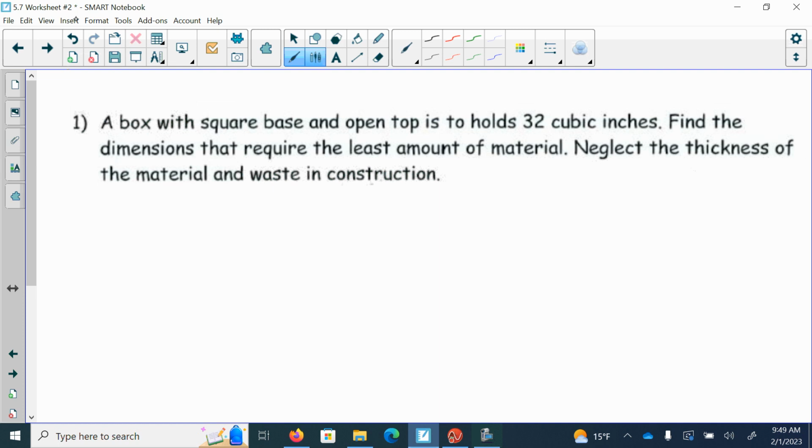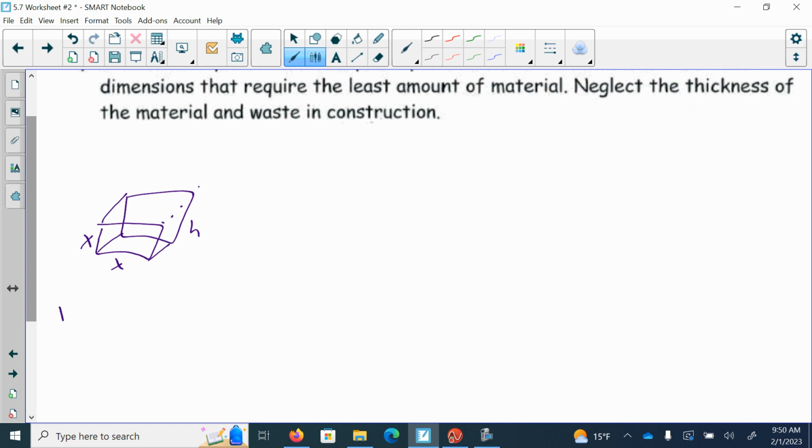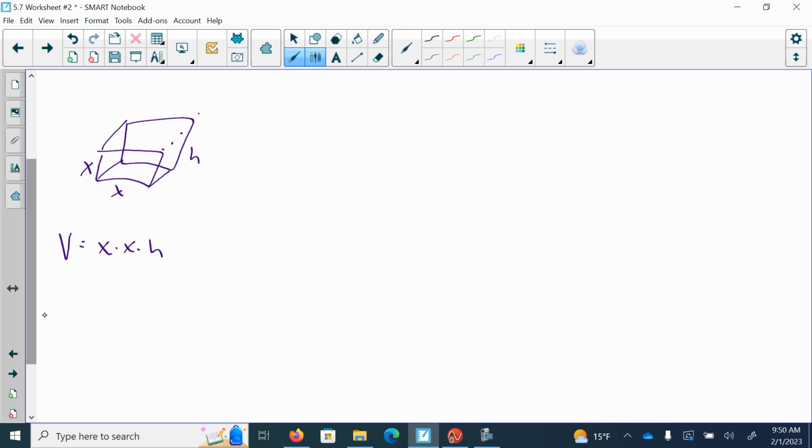Okay, this one you have a square box, which means the base is the same. So here's my square box, x, x, and I'm drawing my box, and it has an open top and holds 32 cubic inches. So this height is going to be different than these two dimensions. Does that make sense? So the volume of this box is going to be x squared times h. And they're telling me that the volume is 32 cubic inches. So 32 is going to equal x squared times h. I'm just going to hold that for a second.